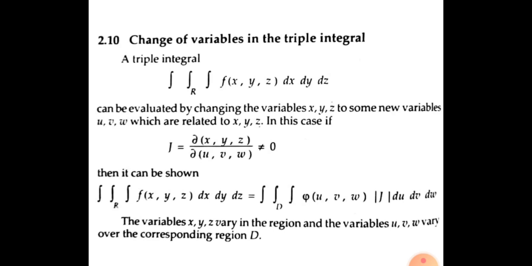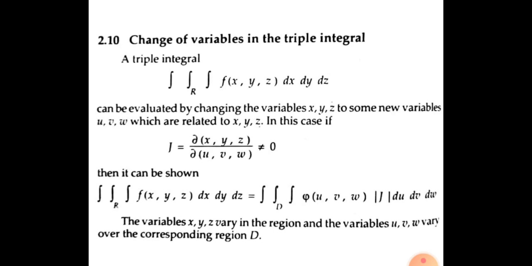Already we have discussed the general form of a triple integral: the triple integral of f of xyz dx dy dz over R, and also we know that if f of xyz is equal to 1, then the integral is a volume integral. Now the triple integral of f of xyz dx dy dz over R can be evaluated by changing the variables x, y, z to some new variables u, v, w, which are related to x, y, z.